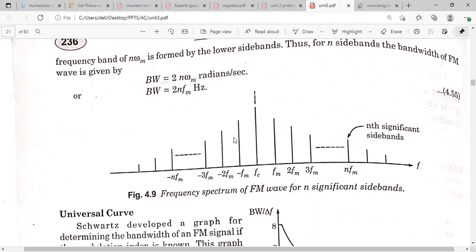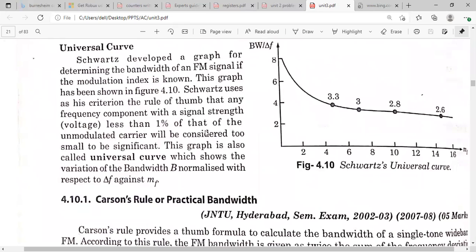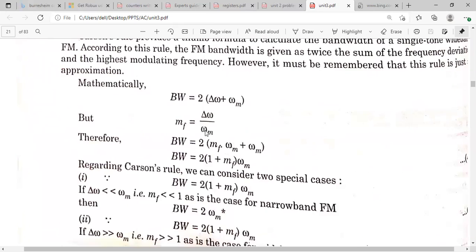From this graphical representation, we have an infinite number of sidebands, but practically the number of sidebands depends on the modulation index. What we are assuming here is that the upper sideband is nFm and the lower sideband is nFm. What is the total bandwidth? Upper sideband minus lower sideband gives 2 nFm. So this is the bandwidth for the wideband FM. And by Carson's rule, practically the bandwidth is equal to 2 into (delta omega plus omega m).